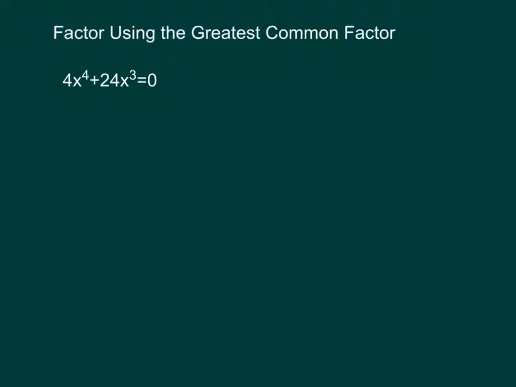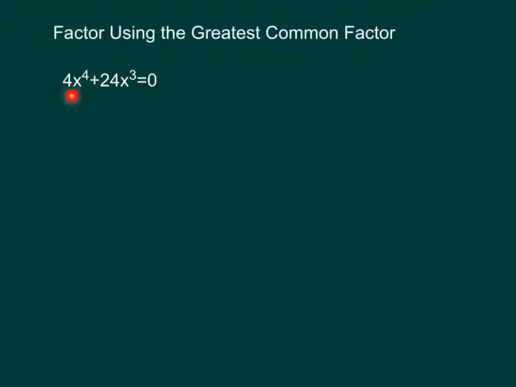There are times that we'd like to be able to solve a polynomial equation, but we don't have an equation that's in factored form. We have a polynomial here that is in standard form: 4x to the 4th plus 24x cubed equals 0. Well, one thing that we can do is try to put it in factored form by using the greatest common factor, or the GCF, of the terms within the polynomial.